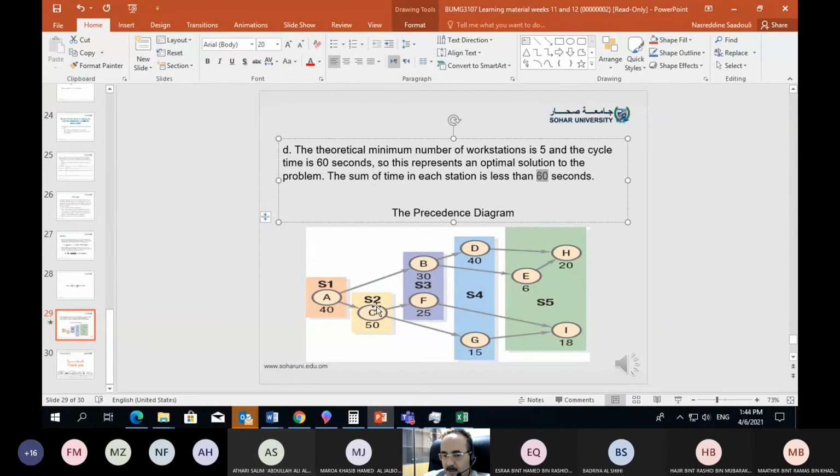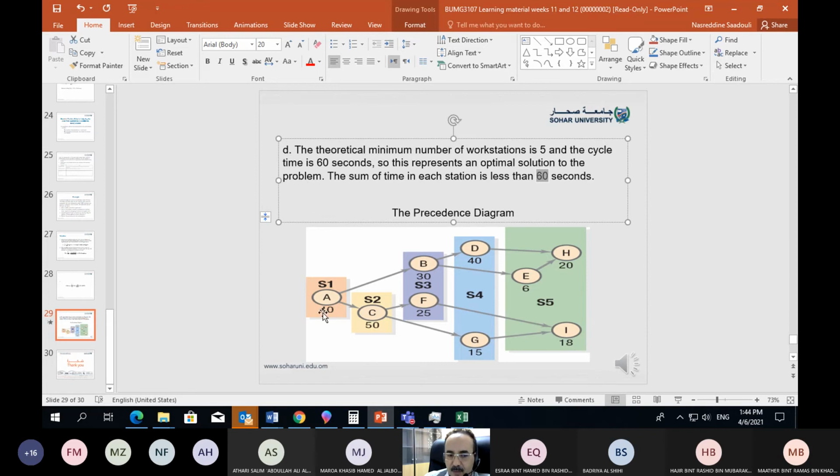And you see 1, 2, 3, 4, 5. We have 5 stations in total. And we have assigned, therefore, to each workstation the work elements. And in this case, the line is more balanced than if we just used each work element as a station.